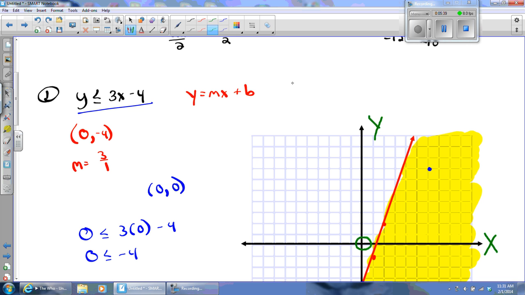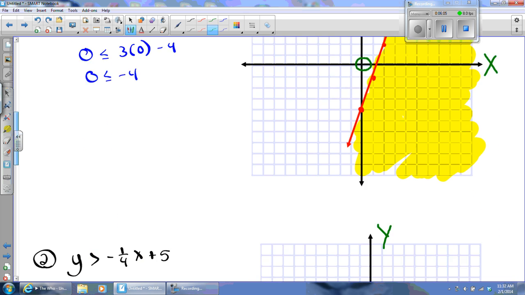Okay, so if I stick 7 in for y, I get 3 times 6 minus 4. Well, 7 is less than or equal to 18, and 18 minus 4 is 14. Is 7 less than or equal to 14? It sure is. It checks. Pick a number over here. We already did. We took 0, 0. Any number on this side, if you plug it into the inequality, you'll get a false statement.